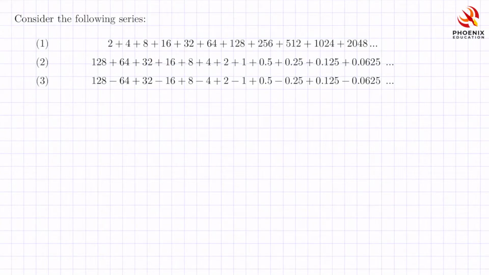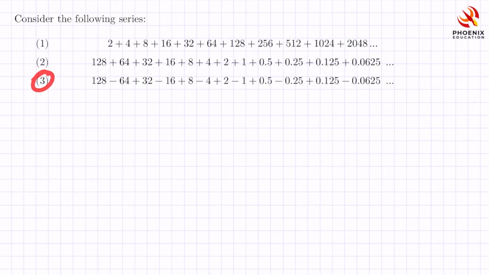Let's take a look at the following three geometric series and see how they behave. In the first example, we have a common ratio of 2, and you can see that the terms are growing exponentially. Now in the second series, we have a common ratio of half, and we can see the opposite effect happening. The terms decrease exponentially and eventually approach 0.